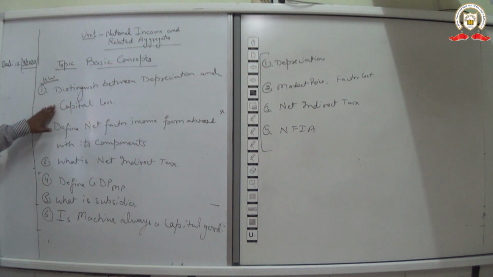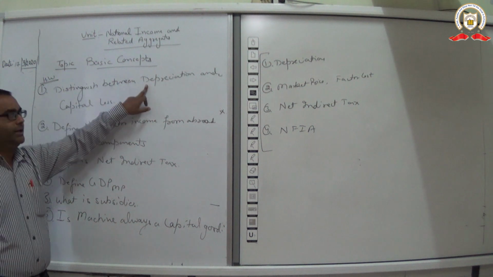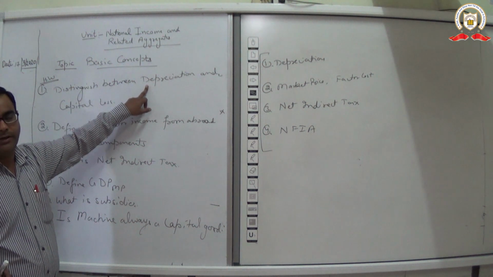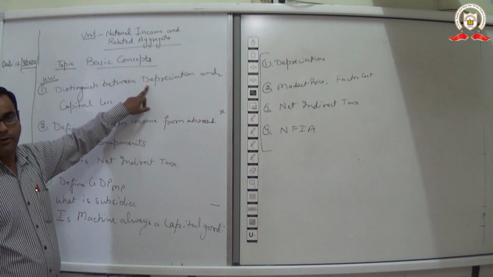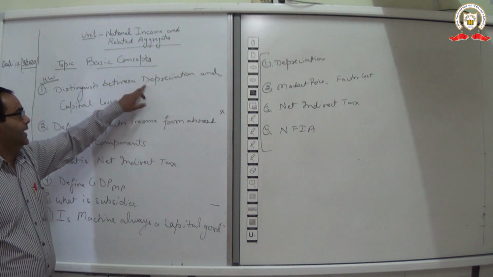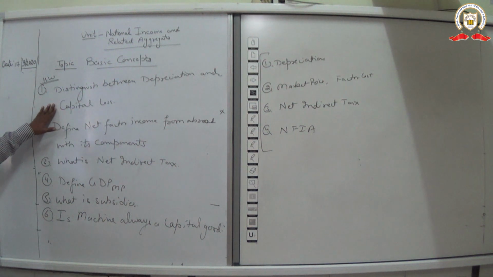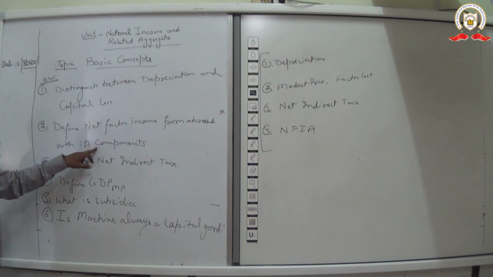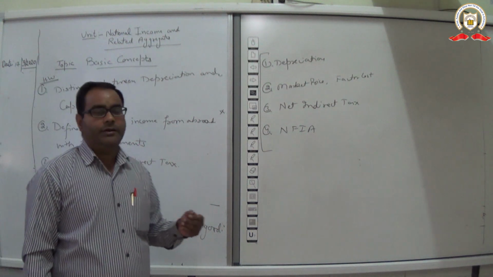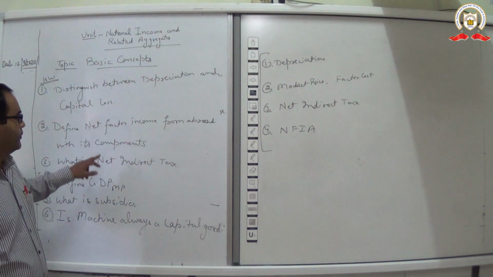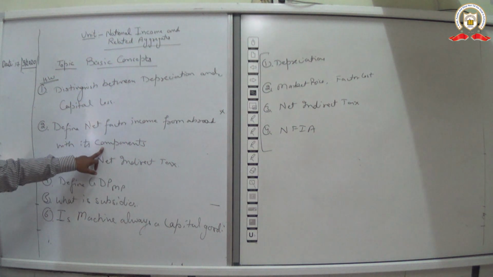Distinguish between depreciation and capital loss. I am repeating: decrease in the value of fixed assets due to normal wear and tear, expected obsolescence and passage of time is depreciation. Decrease in the value of fixed assets due to unexpected obsolescence and natural calamity is termed as capital loss. NFIA is the difference between factor income from abroad and factor income paid to abroad. Its components are net compensation of employees, net retained earnings and net income from property and entrepreneurship. You have to explain all these components.